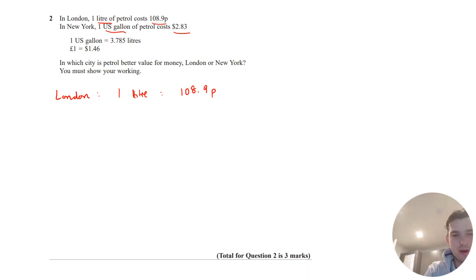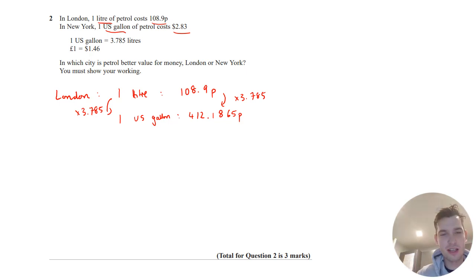And I think we can work out how much it would cost in London for 1 gallon in dollars. So how much would it cost to get 1 US gallon? Well, to get from litres to gallons, I'm going to need to multiply by 3.785 because 1 gallon is more petrol. So I'm going to need to pay more. That's one way to think about it. So if you do that, the cost in pence is 412.1865 pence.